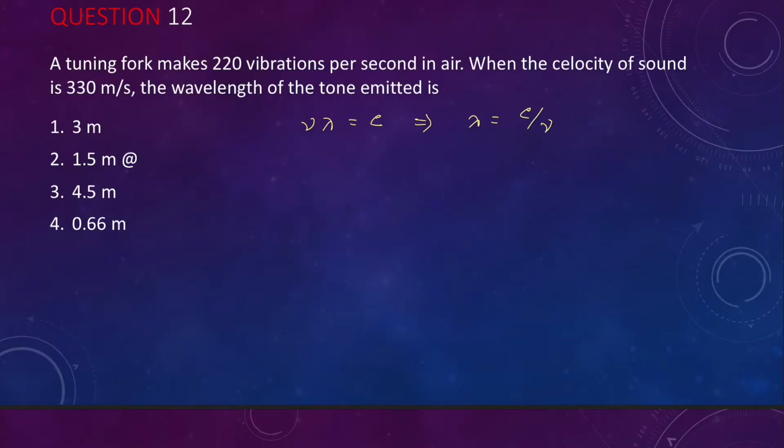0.01. Question 12. A tuning fork makes 220 vibrations per second in air when the velocity of sound is 330 meter per second. Find the wavelength. As we know, the frequency times the wavelength is the velocity. So the wavelength is velocity divided by the frequency, that is 330 divided by 220. This is 3 by 2, which is 1.5 meters.